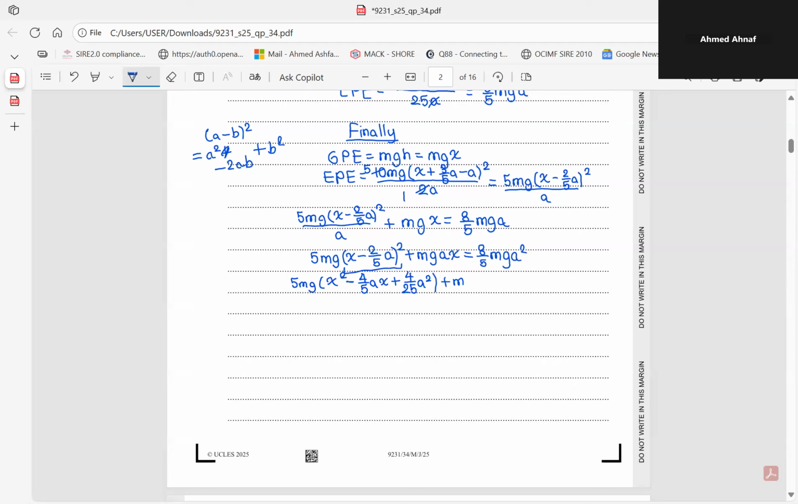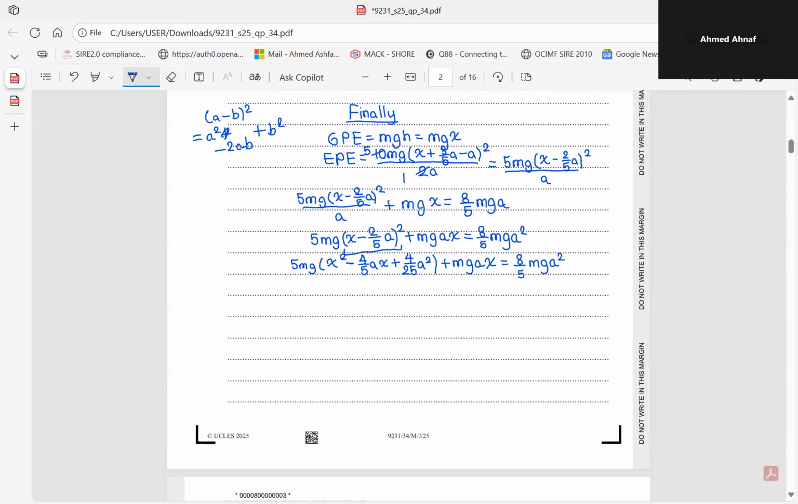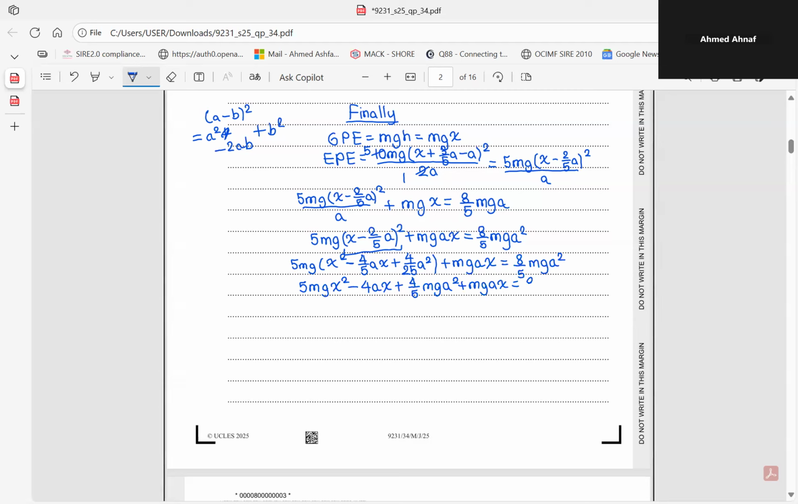Plus mgax equals 8 over 5 mga squared. Okay, so now we have 5mg x squared minus 4ax plus 4 over 5 mga squared, plus mgax equals 8 over 5 mga squared.